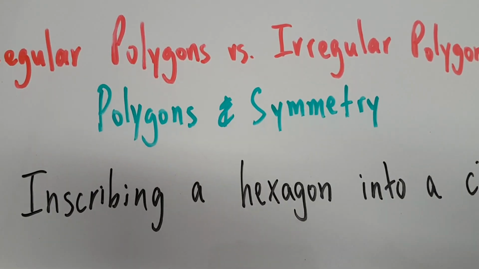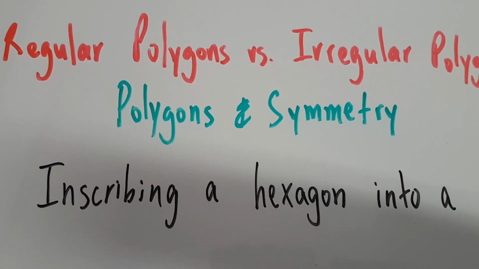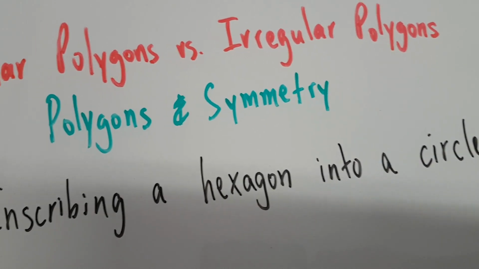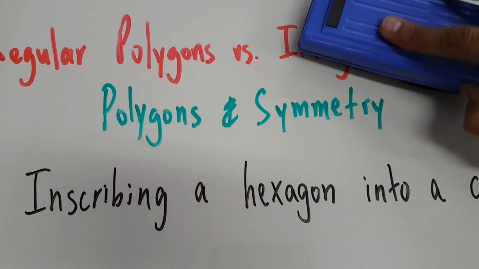In lesson 1.8, we're going to be talking about regular polygons versus irregular polygons. We're going to talk about polygons and symmetry and inscribing a hexagon into a circle. So those are the three things we're going to talk about today. First, let's start talking about regular polygons versus irregular polygons.